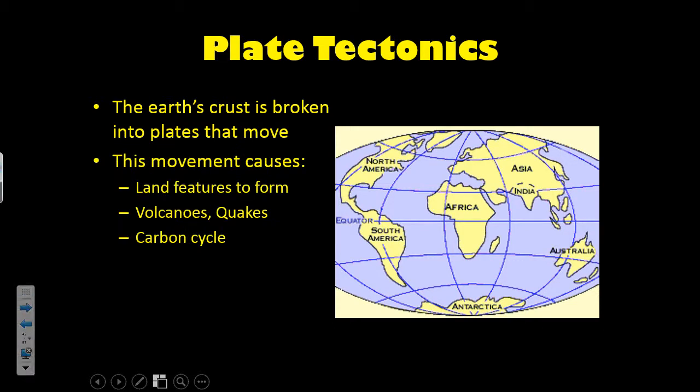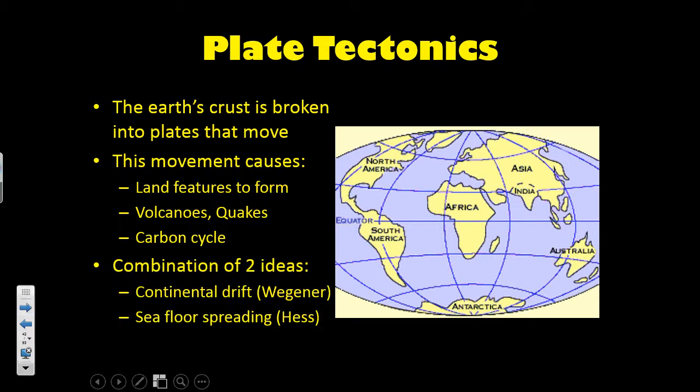So this plate movement, he came up with this idea that the Earth's plates are moving. The crust is divided into these plates, and they move around. And these movements cause a lot of different things. They create land features to form, whether we're talking about mountains or various other things, trenches. And they also cause volcanoes and earthquakes. And it's crucial in the cycling of carbon on this planet. But the idea of plate tectonics combined Alfred Wegener's idea of continental drift with Harry Hess's idea of seafloor spreading.